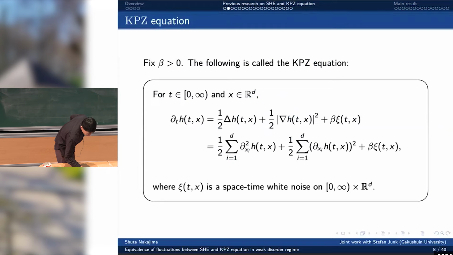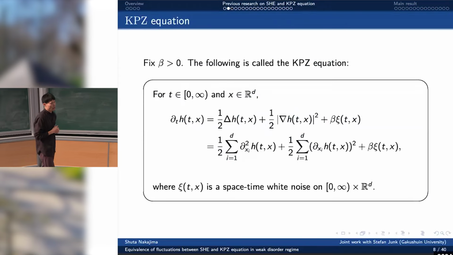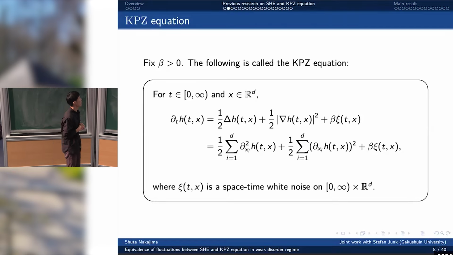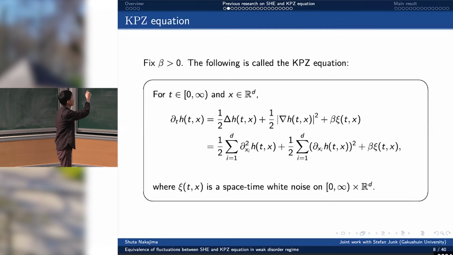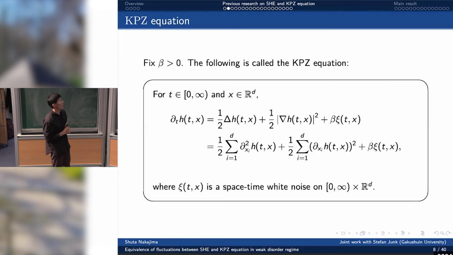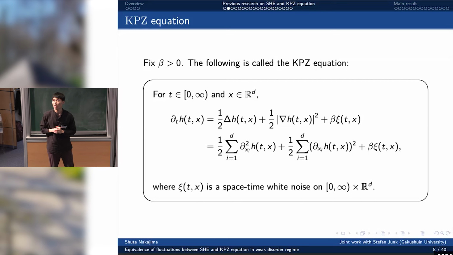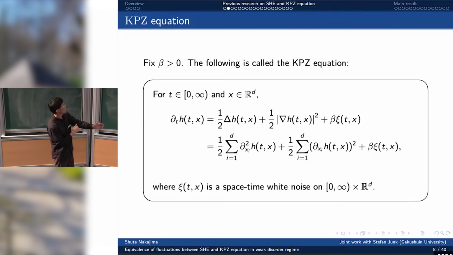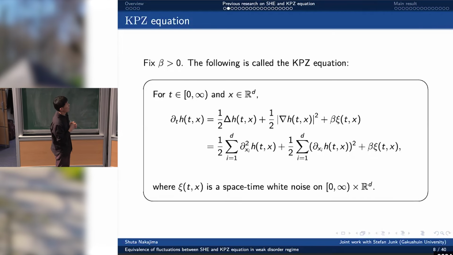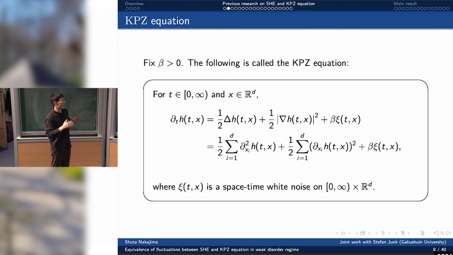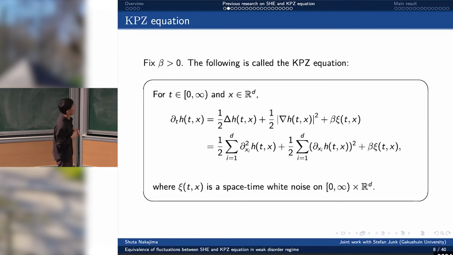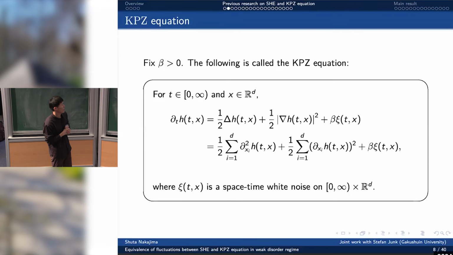Okay, then let's look at the KPZ equation. So this is the KPZ equation, with fixed beta. The left-hand side is a time derivative, and the right-hand side is composed of three terms: the Laplacian, the gradient squared, and noise. The noise term is called space-time white noise. This is kind of identical independent Gaussian, something like that. So this is a random term, and that's why we call it a stochastic PDE.